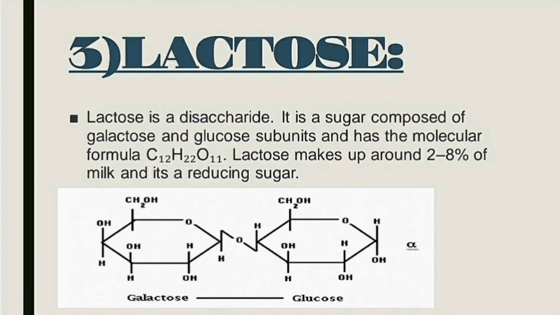So the next one is lactose. Lactose is a disaccharide. It is also a sugar composed of galactose and glucose subunits and has the molecular formula C12H22O11, which is the same as that of maltose and sucrose. And lactose makes up around 2 to 8% of milk, and it is a reducing sugar.